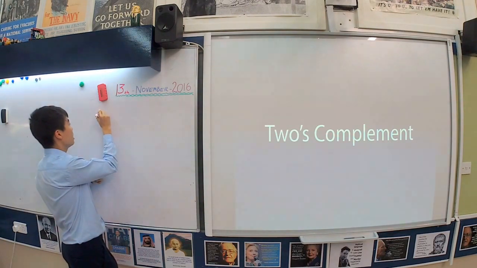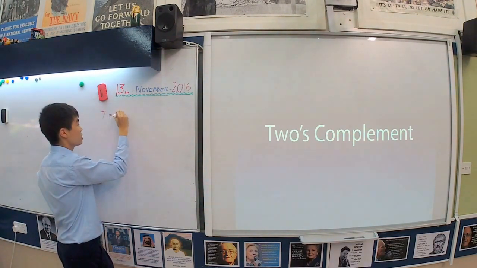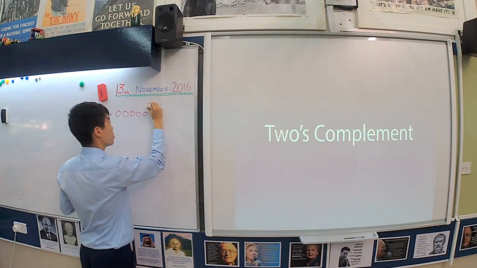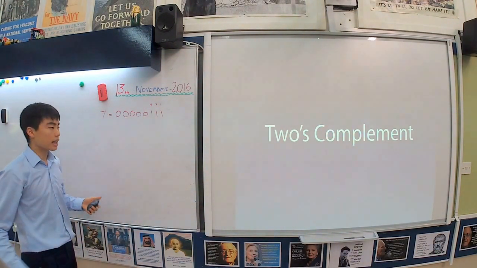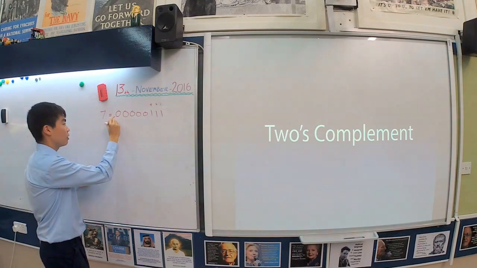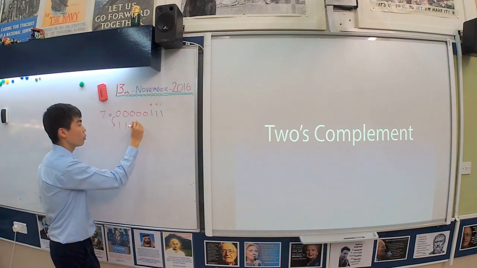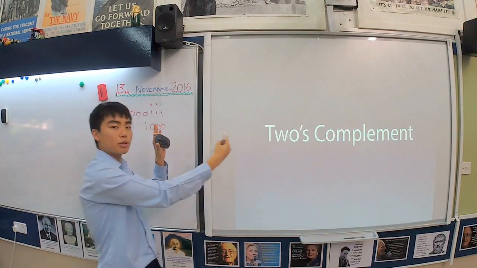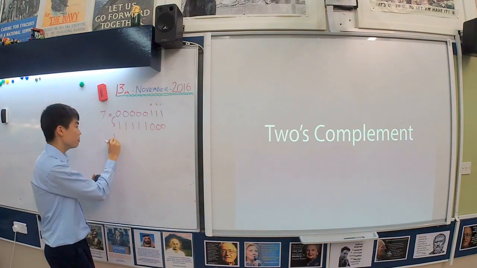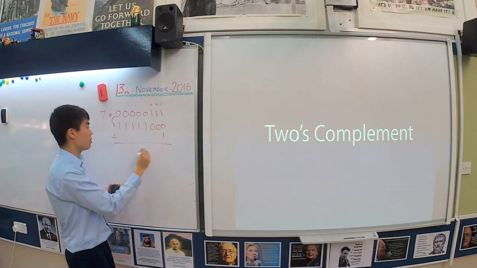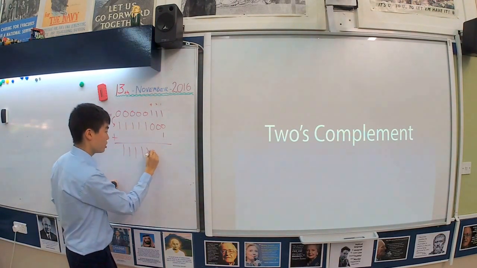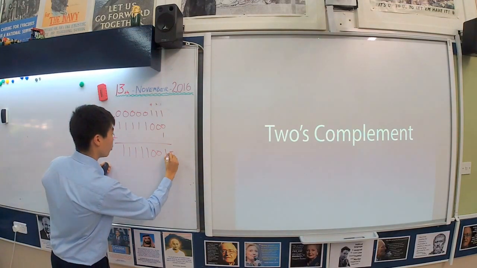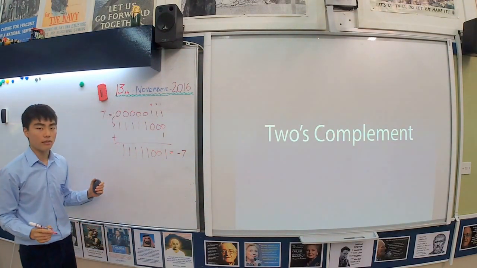So if you have the number 7, let's say we're using an 8-bit system. Once again, it'll be 0, 0, 0, 0, 0, 1, 1, 1, because 1 plus 2 plus 4 is equal to 7. To get the 2's complement of this, you'd have to firstly flip all the bits to get 1, 1, 1, 1, 1, 0, 0, 0. And because we want to shift all these numbers over to the left by 1, we simply just have to add 1 onto this number. And we get 1, 1, 1, 1, 1, 0, 0, 1. And in the 2's complement system, this number would equal minus 7.